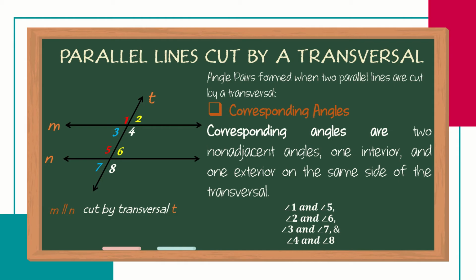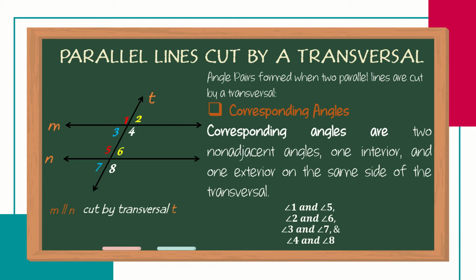Same is true with angle 3 and angle 7. Angle 3 is an interior angle and angle 7 is an exterior angle. These pairs of angles are non-adjacent angles. Same is true with angle 2 and angle 6. Angle 2 is an exterior angle and the non-adjacent angle, angle 6, is an interior angle. And lastly, we have angle 4, which is the interior angle, and its non-adjacent angle pair, which is angle 8, is an exterior angle that lies on the same side of the transversal.